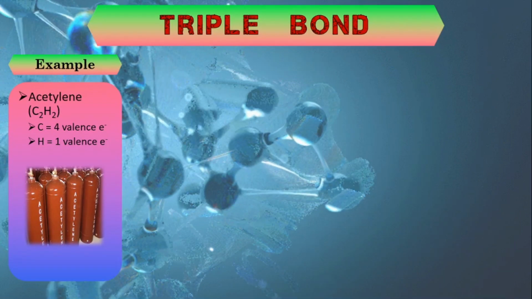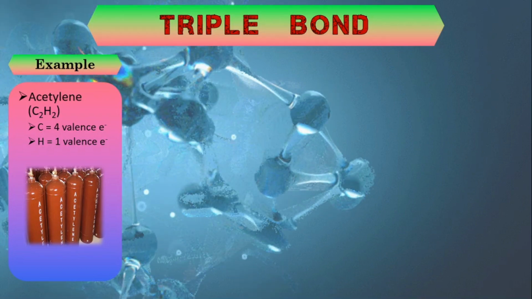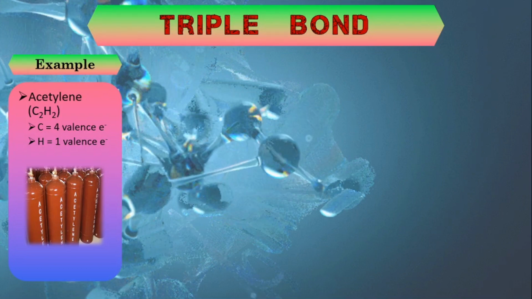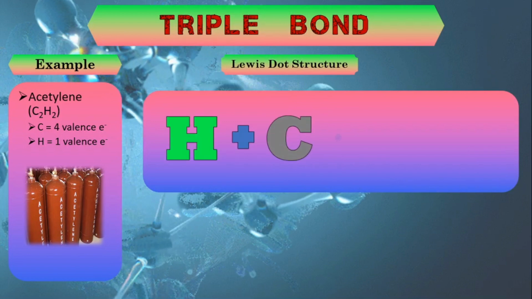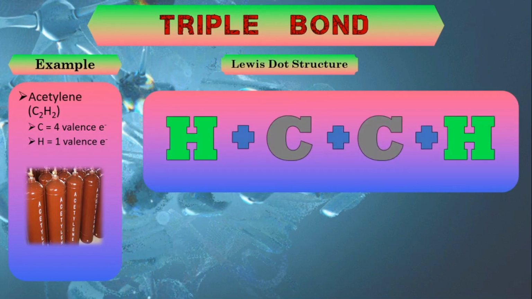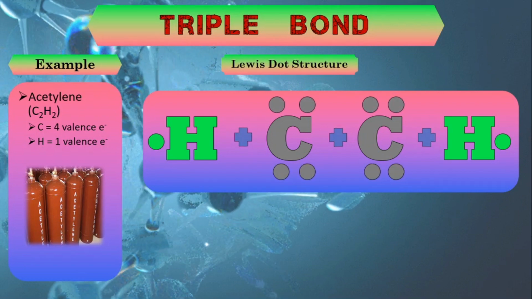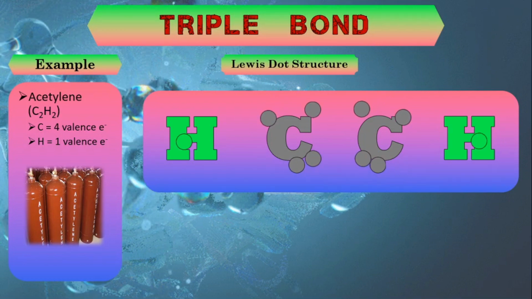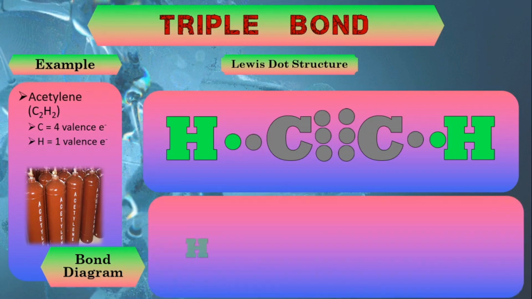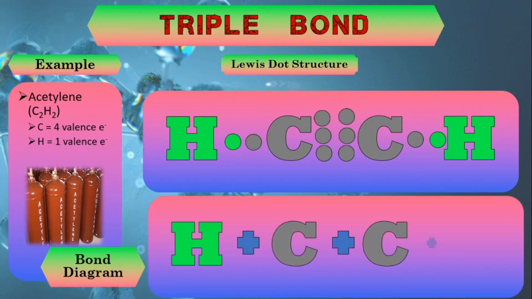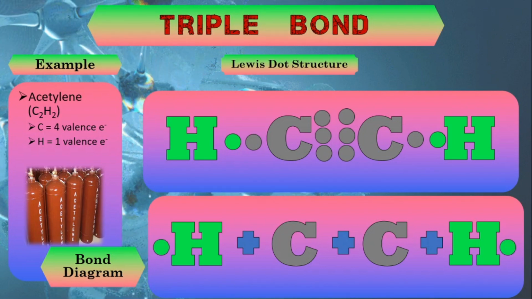Next, the triple bond. Our example is acetylene. Carbon has 4 valence electrons, and hydrogen has 1 valence electron. The Lewis structure of acetylene is like this. Okay, so on that Lewis structure, the bonding is between the two carbon atoms.